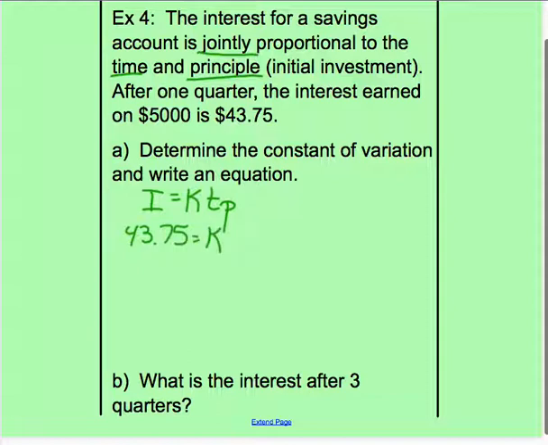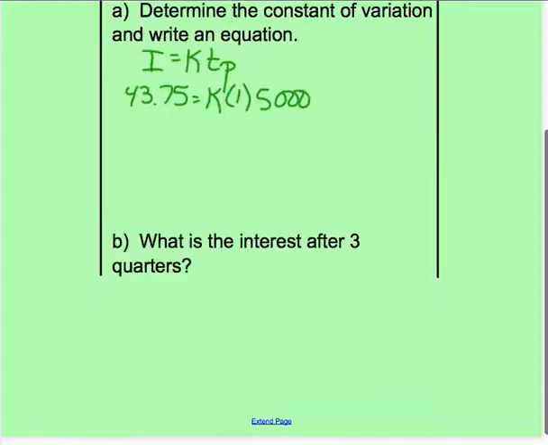I'm trying to find the constant of variation. The time is 1 quarter, and the principal was $5,000. Again, if the application piece is asking for time in years, I would use 1/4 for 1 quarter. Dividing both sides by 5,000, my constant of variation is that.